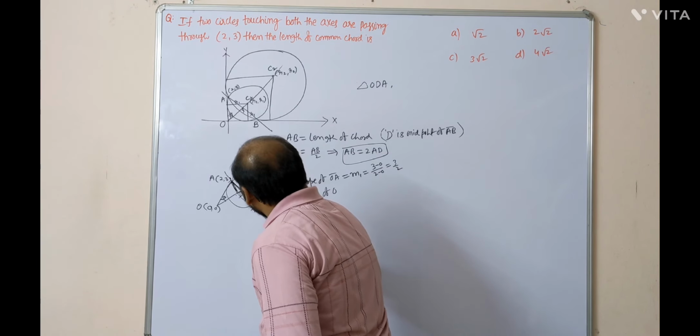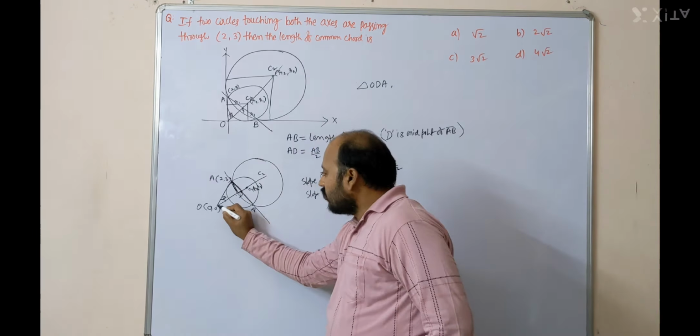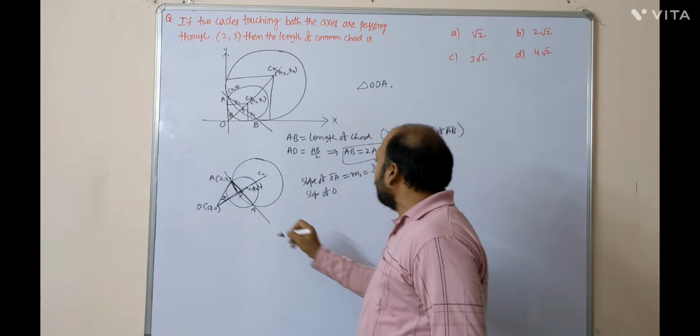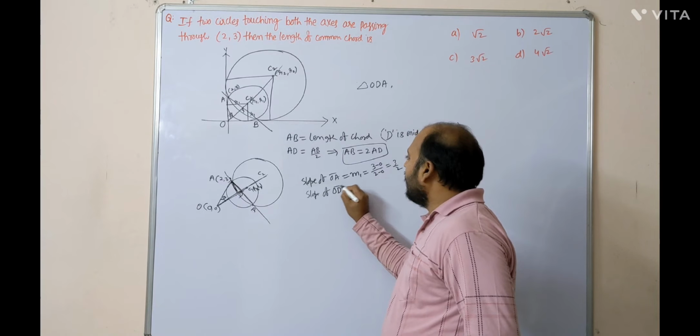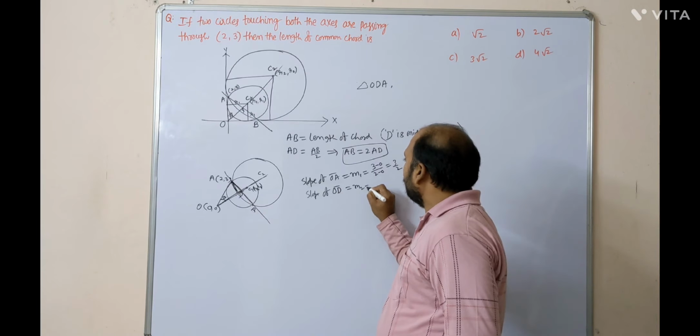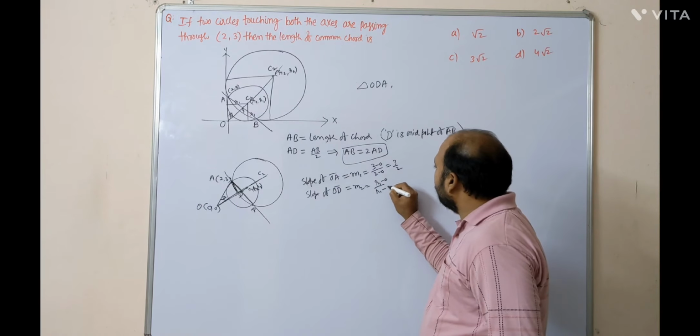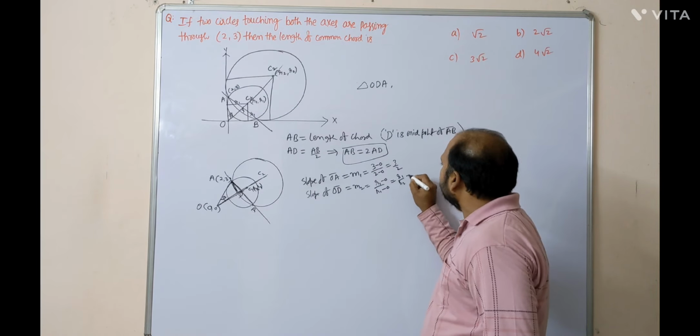R1 comma R1. So OD, the D point we don't know, but we can extend like this. The OC1 slope we can calculate now. OD or OC1: M2 equal to (R1 minus 0) by (R1 minus 0), so R1 by R1, which is equal to 1.